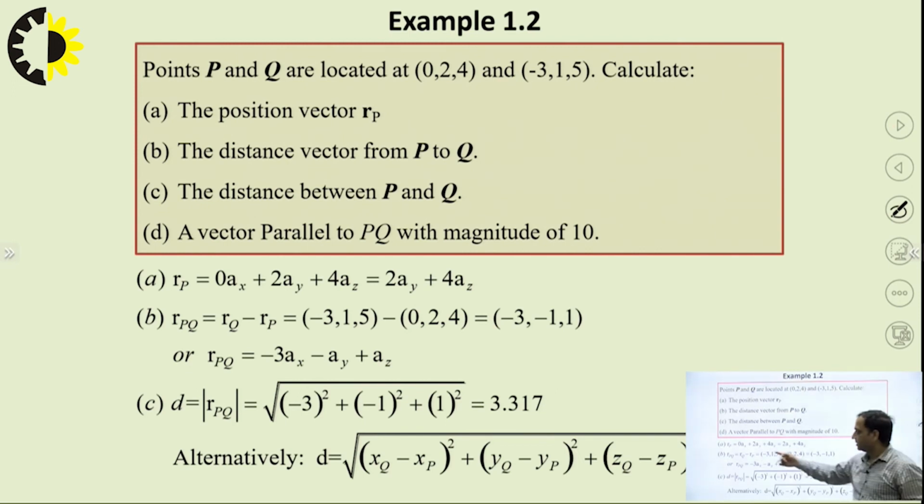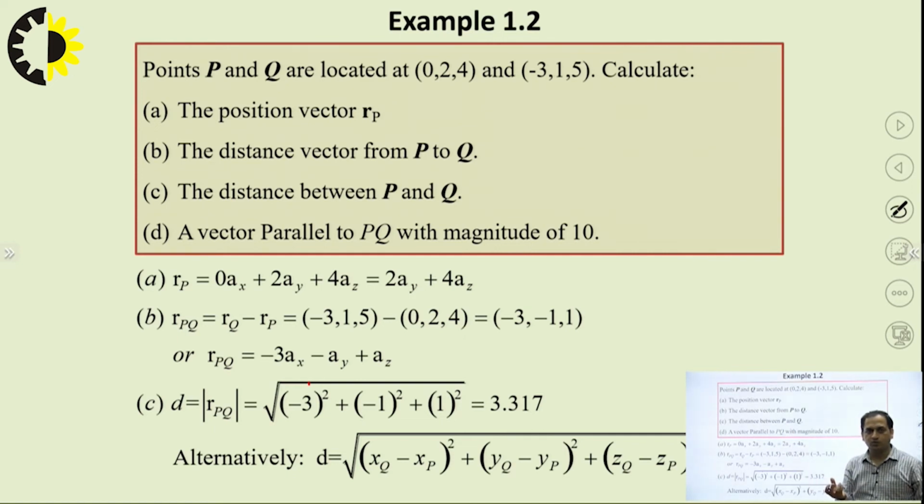So in that RP, as I said, from the origin, 0 AX plus 2 AY plus 4 AZ is equal to 2 AY plus 4 AZ. Then RPQ, RQ minus RP, very simple calculations. Simply you have to subtract and you will get the RPQ, that is minus 3 AX minus AY plus AZ. Then we have C, that is equal to the mod of this one, right. So this C part is the distance between P and Q.